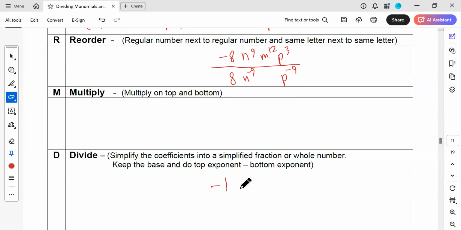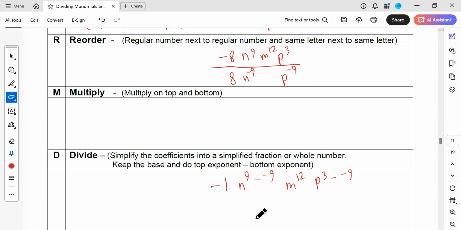-1. That's correct. Then we're going to keep N and we're going to do top exponent minus bottom. Please write this step tomorrow. Quite often people will make one calculation mistake, and because they don't write this step, it's hard to give them credit, right? So just write this step. Then M to the 12 is by itself. And then I'm going to put P to the 3 minus -9.